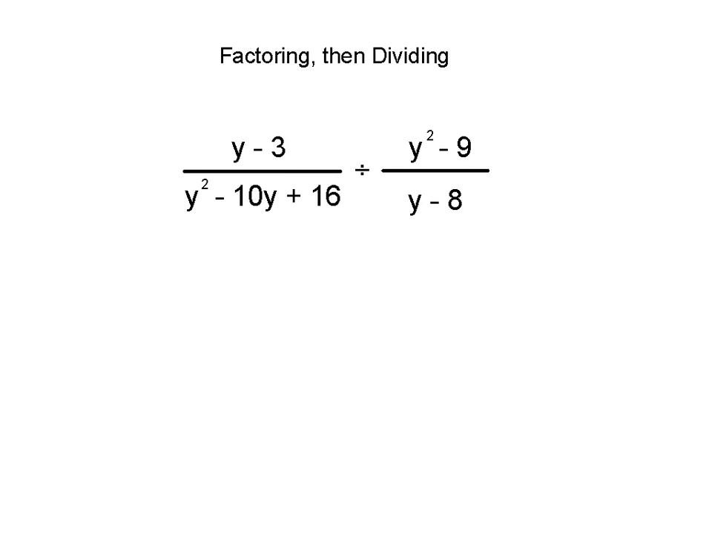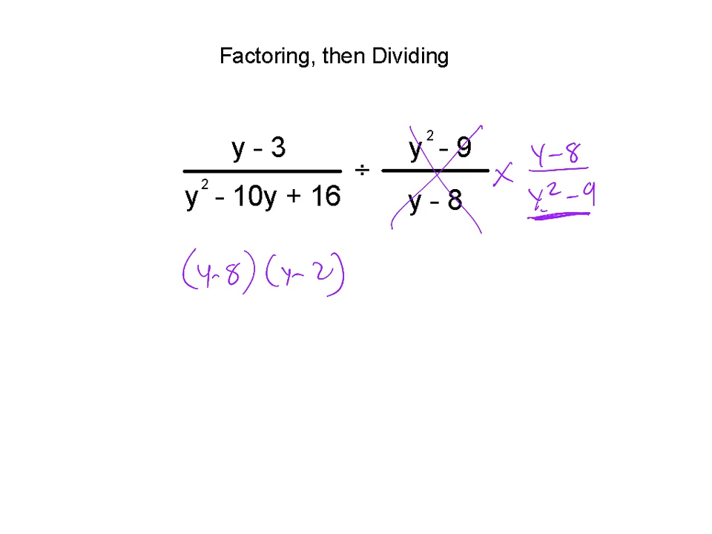Sometimes you might have to factor a couple pieces and then divide. No big deal, you've got this. So first of all, let's flip, right? Let's just go ahead and flip this right away and put it y minus 8 over y squared minus 9, and then we're going to be multiplying, right? And then notice a couple things. We can definitely factor this bottom left one, right? This would become y minus 8, y minus 2, right? This bottom left one. And then notice this one over here is a difference of squares. So this bottom could become y plus 3, y minus 3.